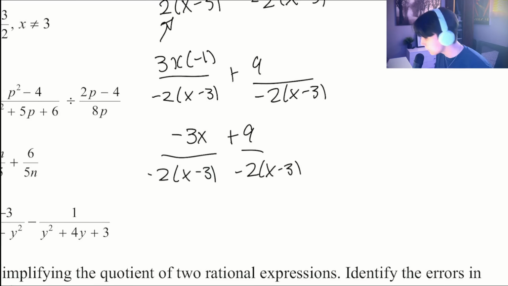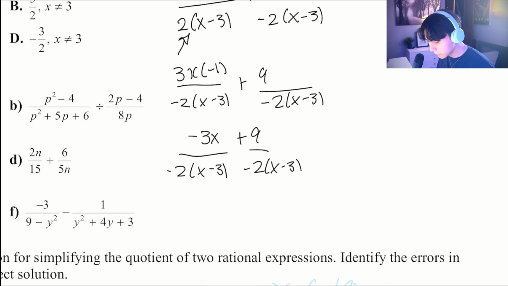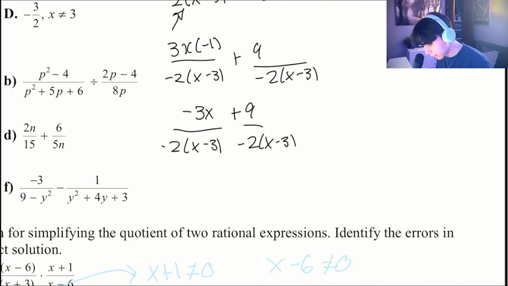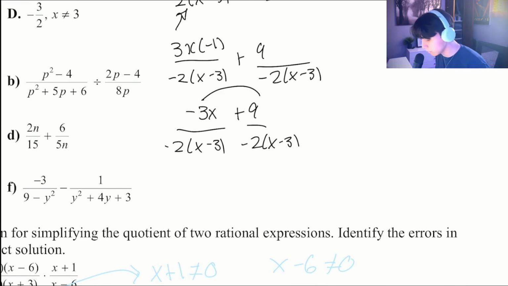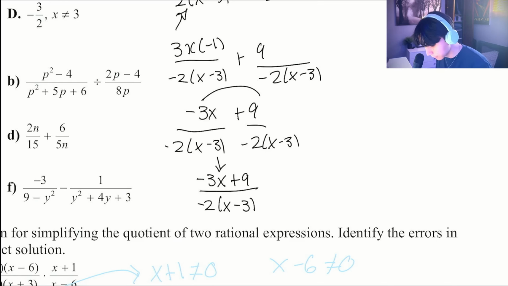Now since they're actually the same denominator, we can begin to add. So if we add these, since they're not like terms, you're going to get negative 3x plus 9 over negative 2 x minus 3. And this is not fully simplified yet, because again, we can factor out this numerator. So we're going to factor out the -3 since it's in front of x. We're going to get x minus 3 on top over -2, x minus 3 on the bottom.